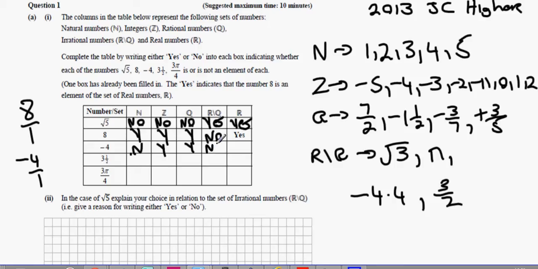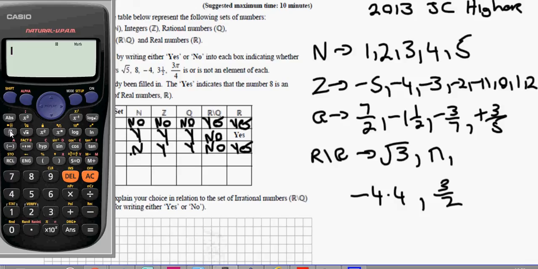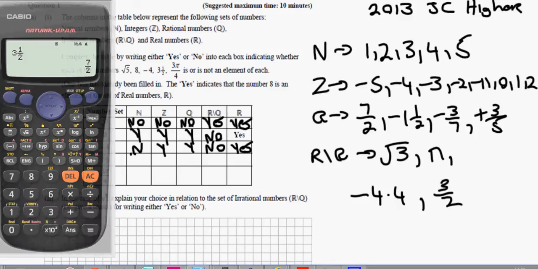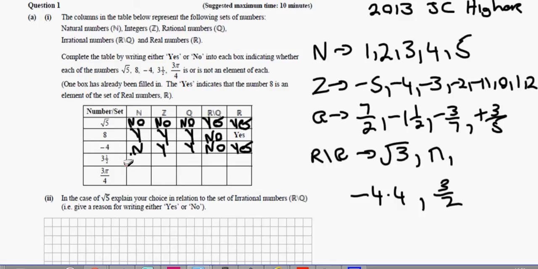Is it an irrational number? No, because it's a rational number. Is it a real number? Yes. Finally, 3.5. So we write down 3.5 here, and 7/2. Rational numbers can be written as fractions. So because it is a rational number, but it's a fraction, it's not an integer, it's a rational number, it's not an irrational number, and it's a real number.